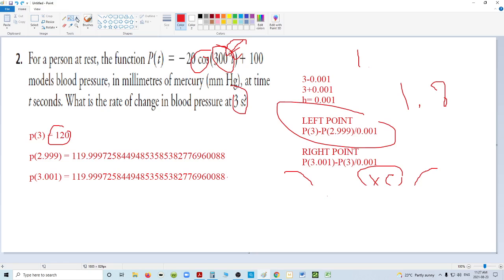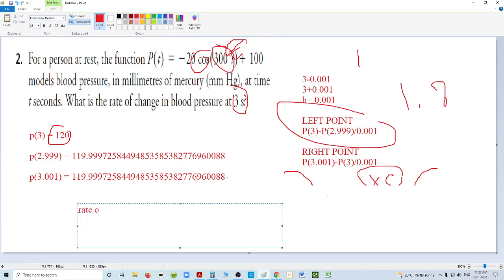We're going to take rate of change 1. Rate of change left point is going to be 119. They're both the same, right? It's going to be 119.99972, whatever, 58. And it's going to be minus 120, and it's all going to be divided by 0.01. And the other one's just the reverse direction. It's going to be 120 minus 119. And actually, no, the left point is indeed this one. Since they're both the same number, it's just the order that's done.